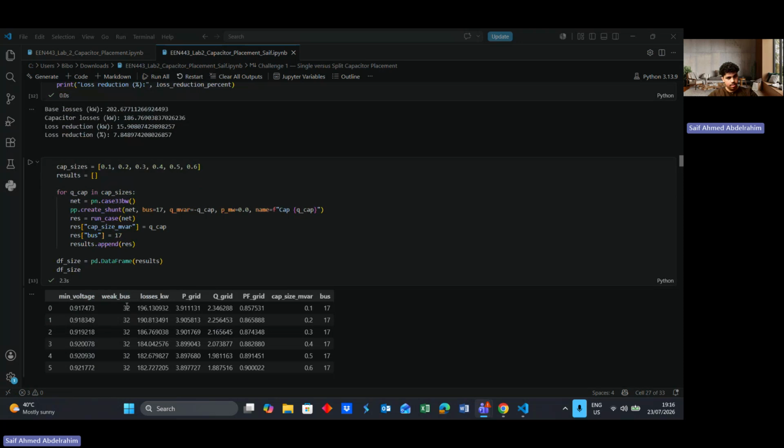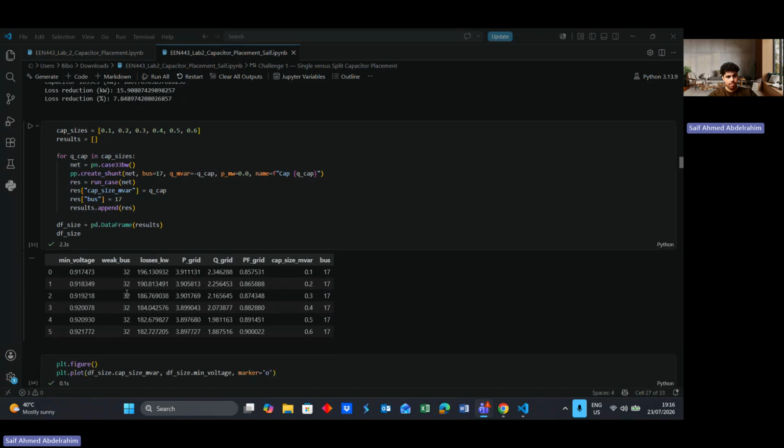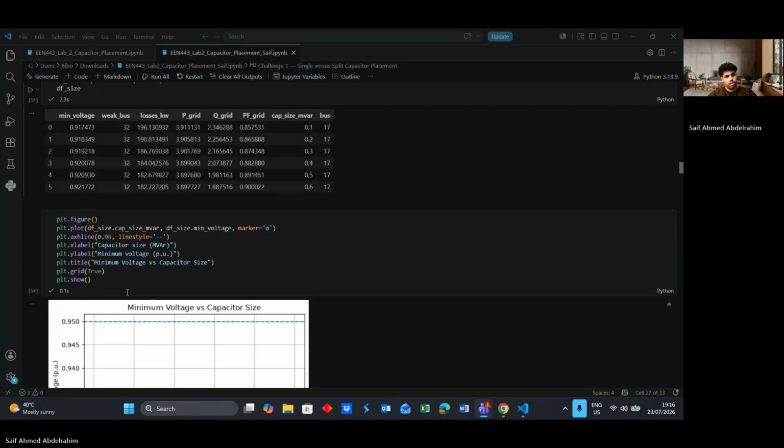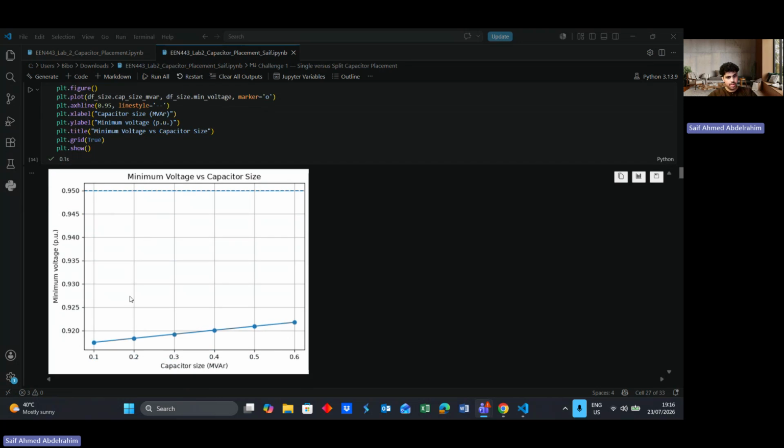Then I tested capacitor sizes from 0.1 to 0.6 MVAR at bus 17. As the capacitor size increased, the minimum voltage and substation power factor generally improved. This graph shows that the minimum voltage increased as the capacitor size increased. However, none of the tested sizes raised the voltage to 0.95 per unit.